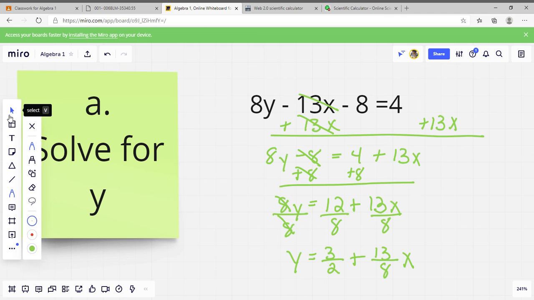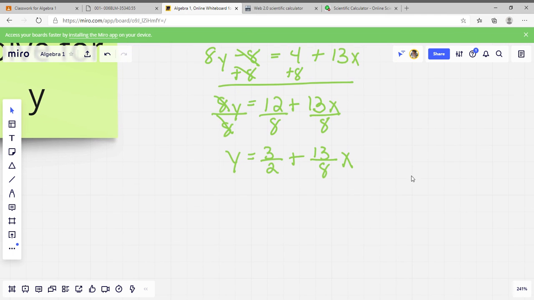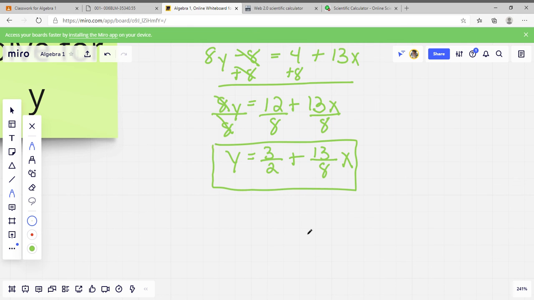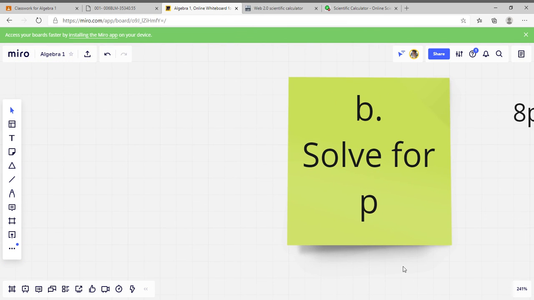Now, if you wrote this the other way, let's say that you swapped these, and you wrote, that is the answer. I'm going to go ahead and box that. But let's say that you wrote on your answer y equals 13 over 8x plus 3 over 2. That still is the same answer. It doesn't matter what order those go in. All right, that's A. Now let's do B.